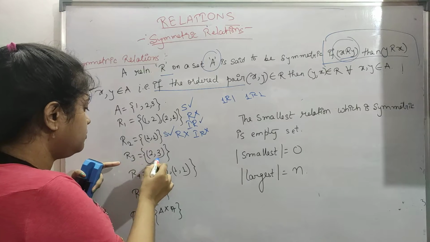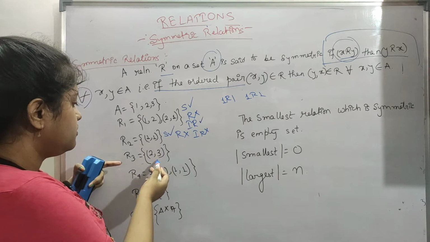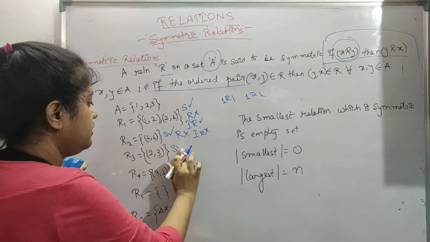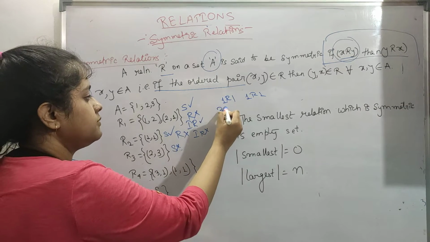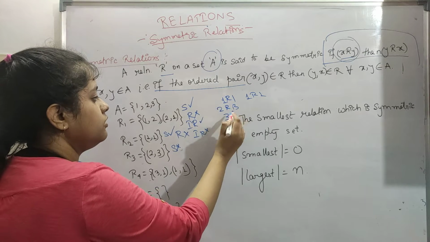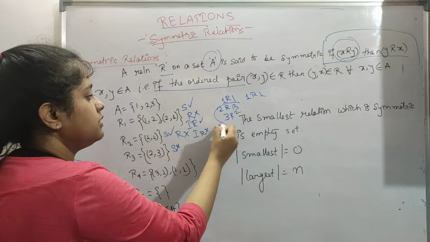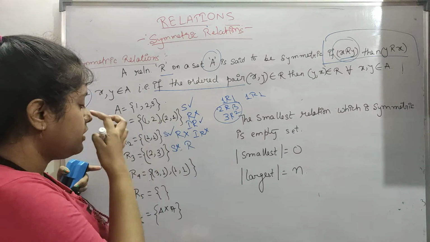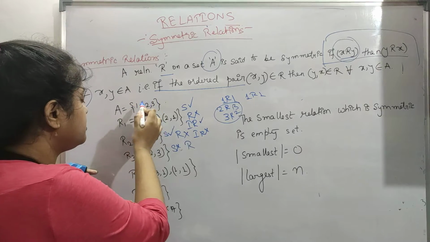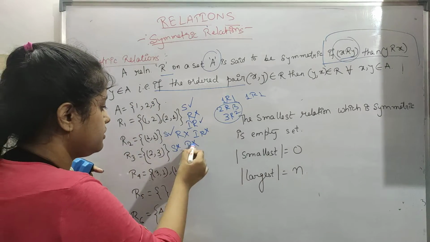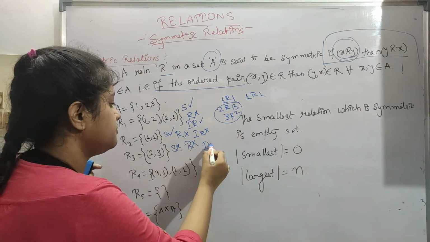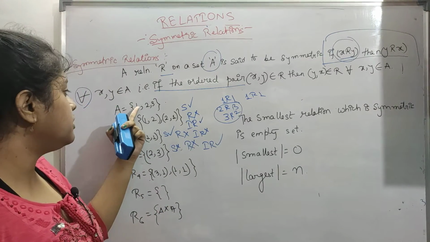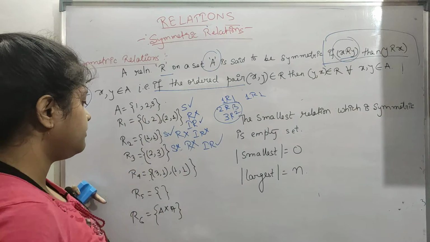Next is R3, which has (2, 3). Symmetric is not possible here because if 2 related to 3 is present, then 3 related to 2 has to be present, but it is not, so it is not symmetric. Reflexive is also not possible because none of (1, 1), (2, 2), (3, 3) is present. And irreflexive, yes, it is irreflexive. Why? None of (1, 1), (2, 2), (3, 3) is present, so it is irreflexive.